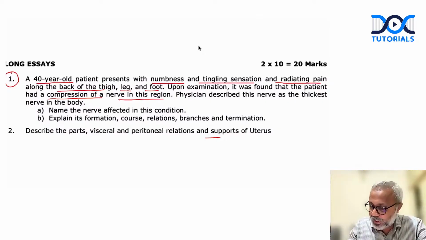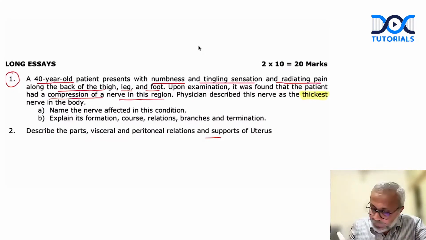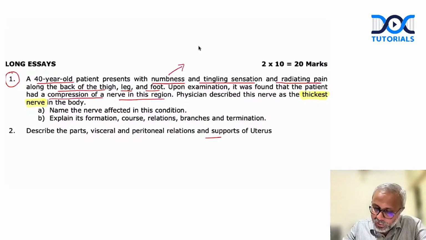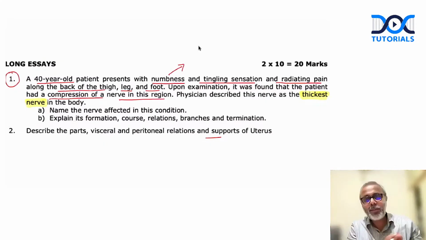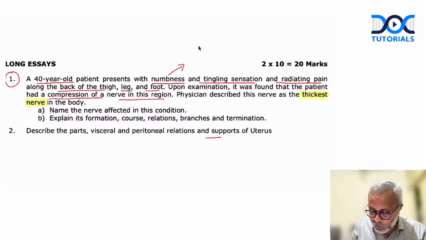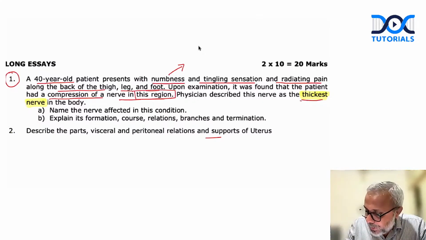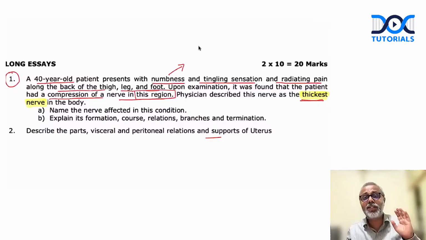Physician described this nerve as the thickest nerve in the body. Now this is the giveaway clue, right? Here we had a nerve in mind. Numbness, tingling sensation in the back of the thigh. Possibly this could be sciatic nerve, but compression of a nerve in this region, the sign was inconclusive. Which region we don't know, but the examiner mentioned it as the thickest nerve.